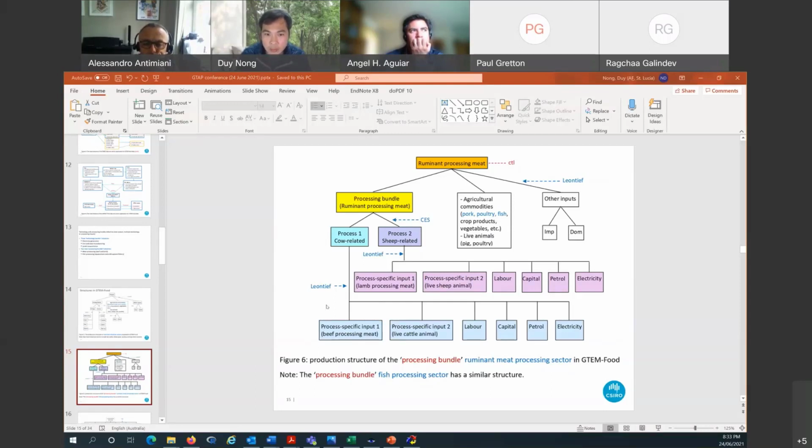So in this case, when we talk about the processing or the technology bundle industry, this means that we only have one meat commodity, but we have two inputs, sheep related and cow related commodities. The inputs are two, but the output we produce is only one commodity. That's why we apply the Leontief function in this instance.